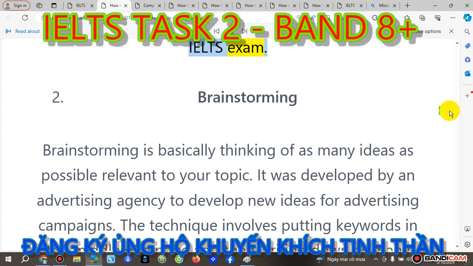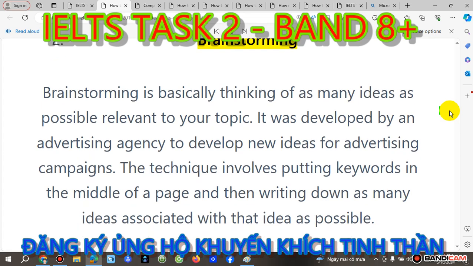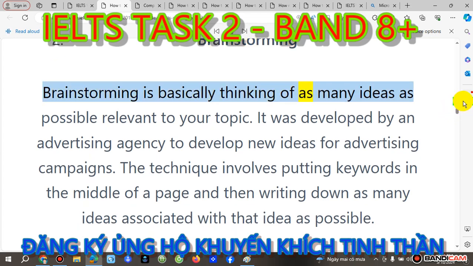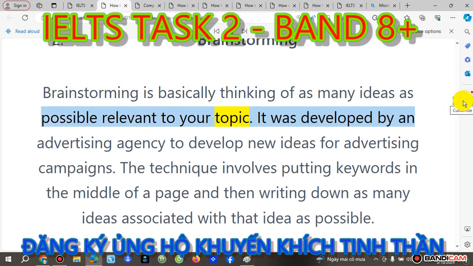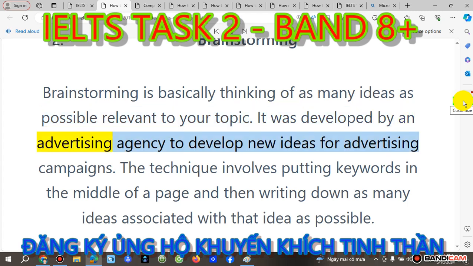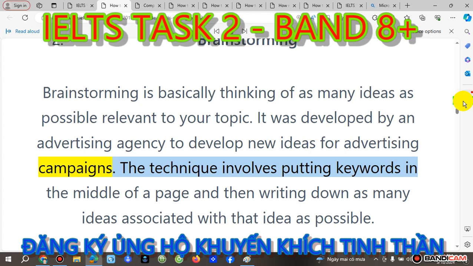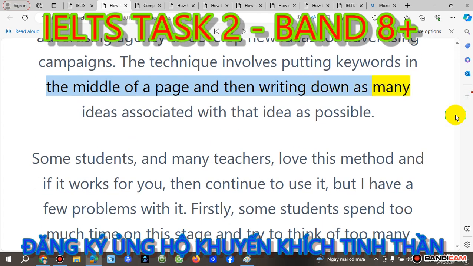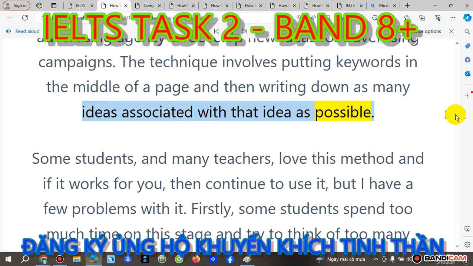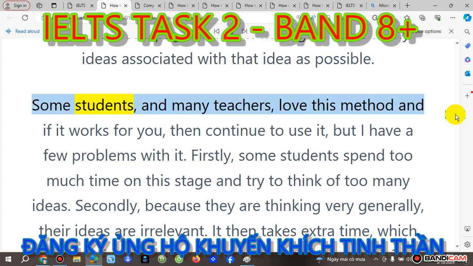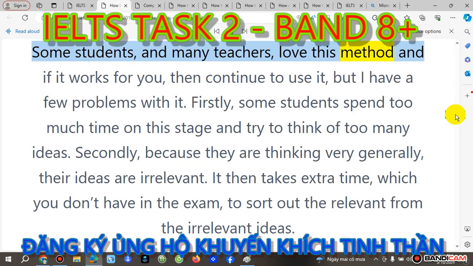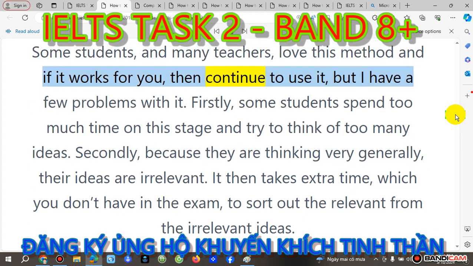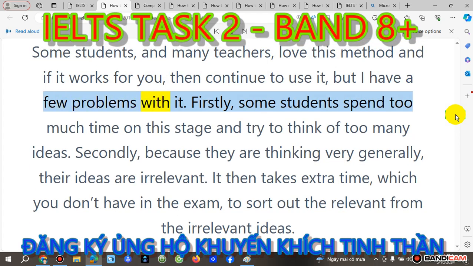Brainstorming. Brainstorming is basically thinking of as many ideas as possible relevant to your topic. It was developed by an advertising agency to develop new ideas for advertising campaigns. The technique involves putting keywords in the middle of a page and then writing down as many ideas associated with that idea as possible. Some students, and many teachers, love this method, and if it works for you, then continue to use it, but I have a few problems with it.